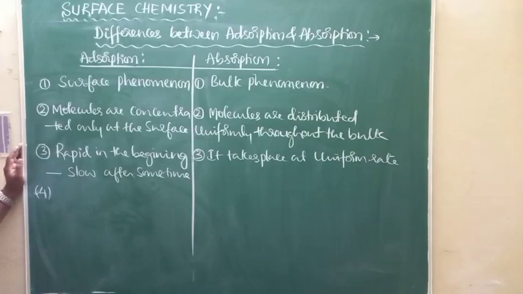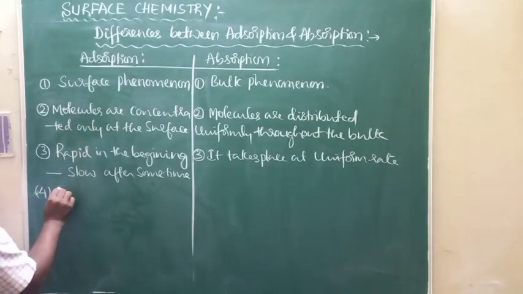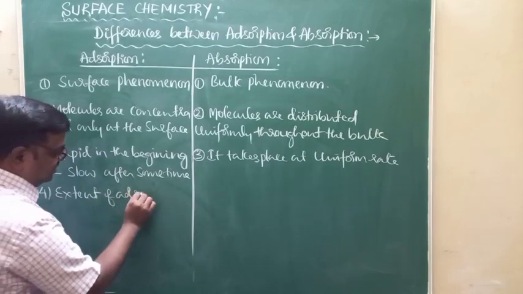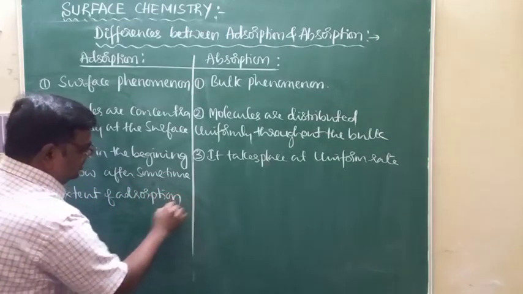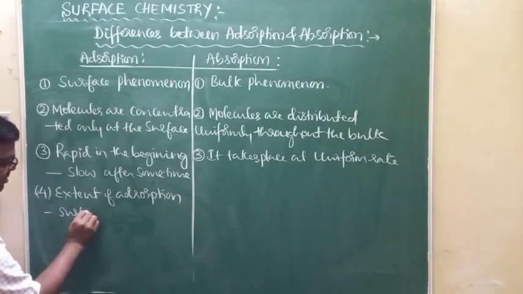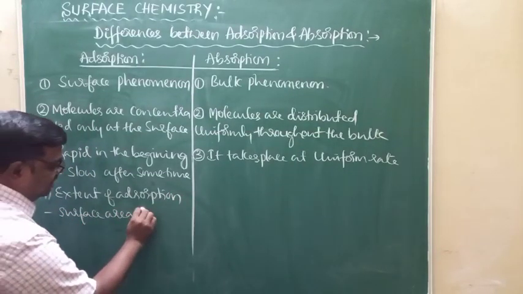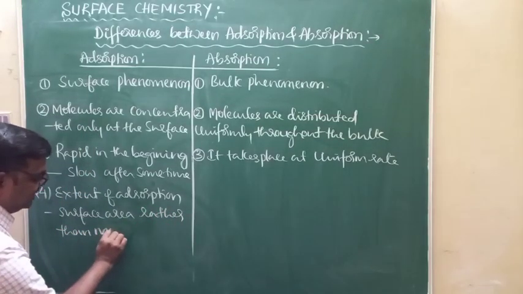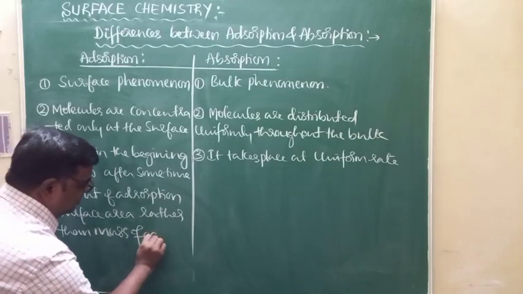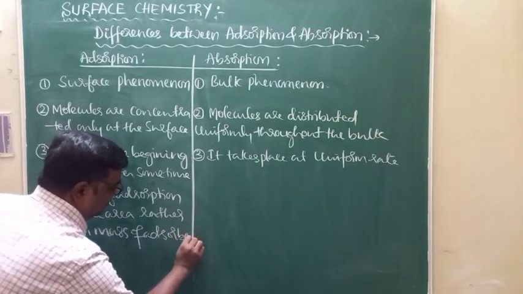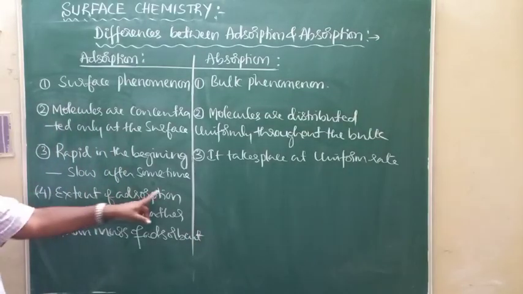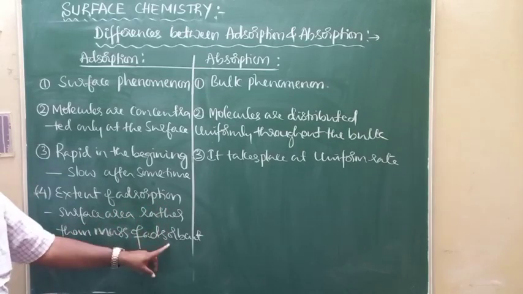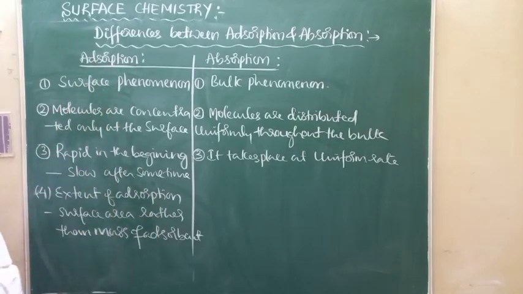As far as the fourth difference is concerned, the extent of adsorption depends on surface area rather than the mass of the adsorbent. This is one point. Extent of adsorption depends on surface area rather than the mass of the adsorbent. That is what we call adsorption.